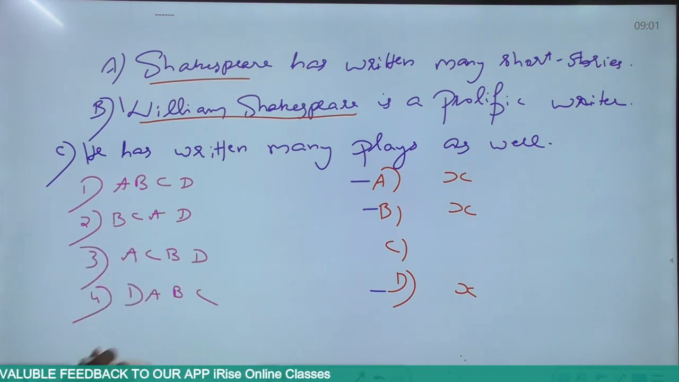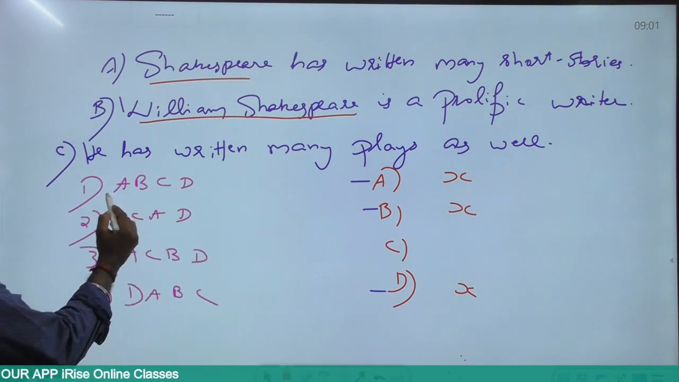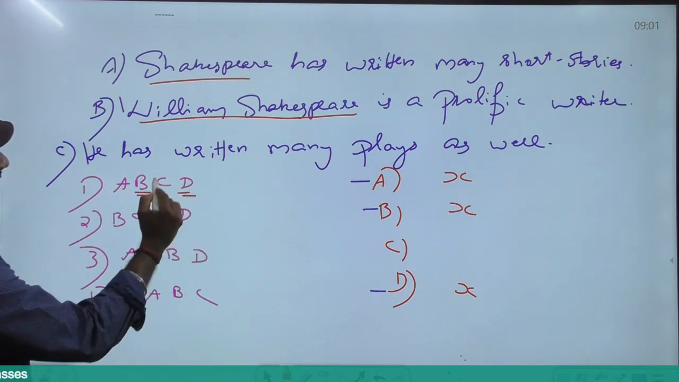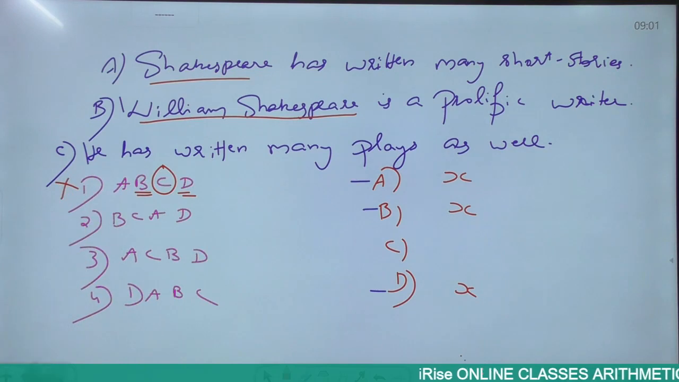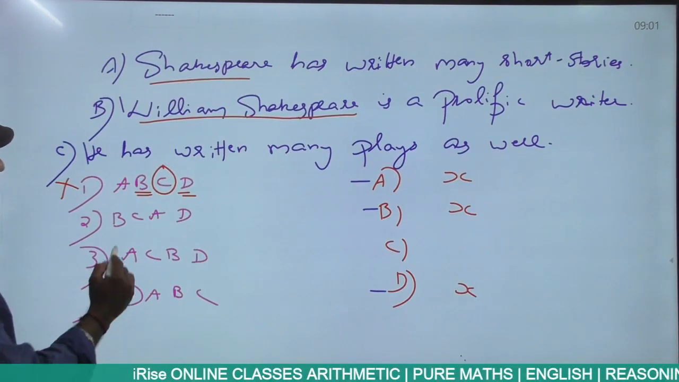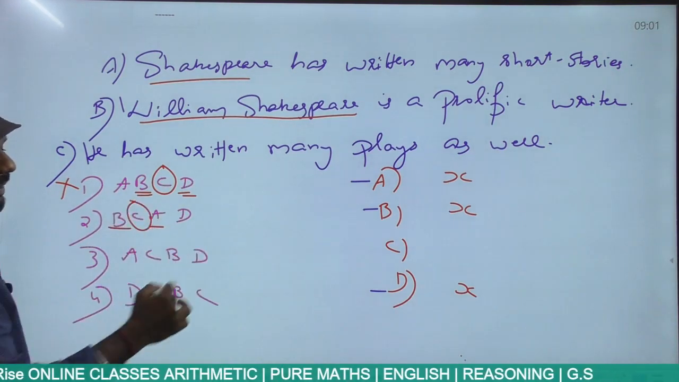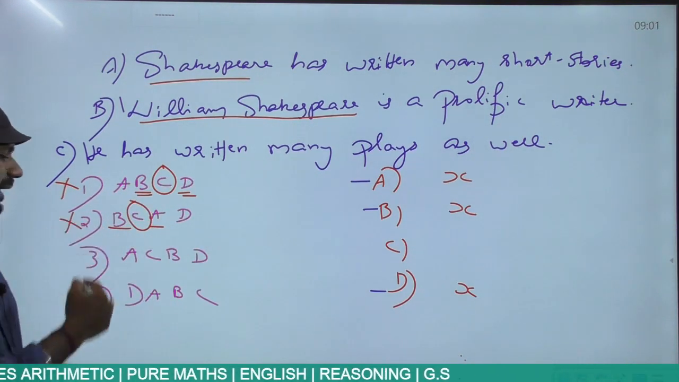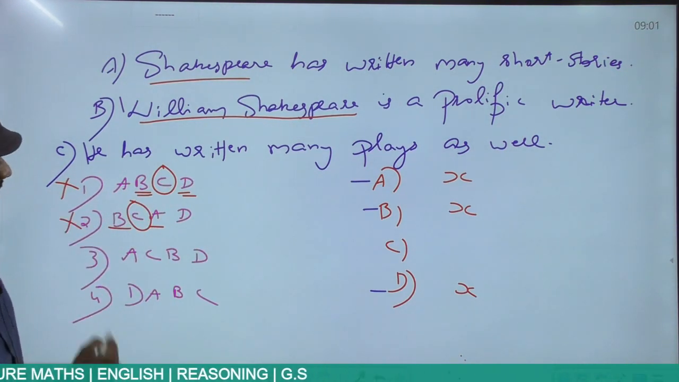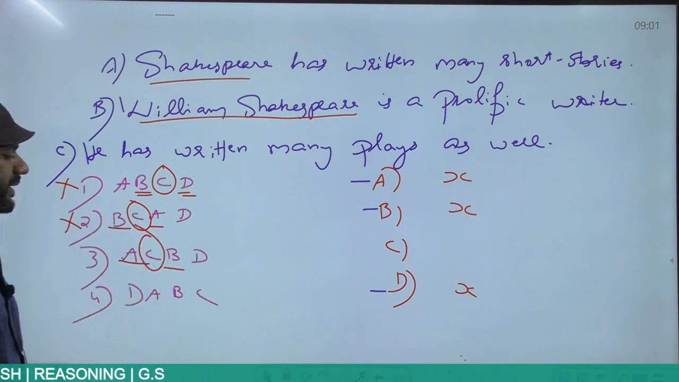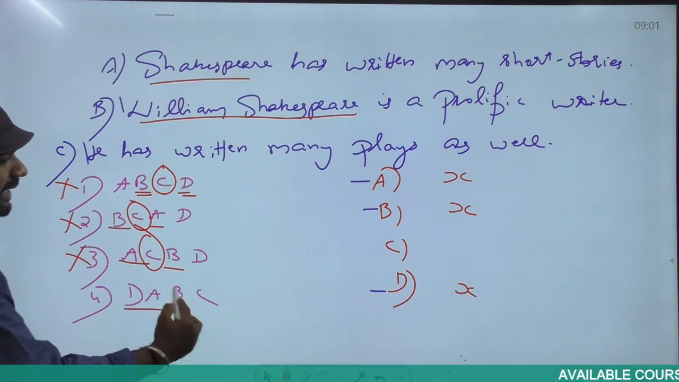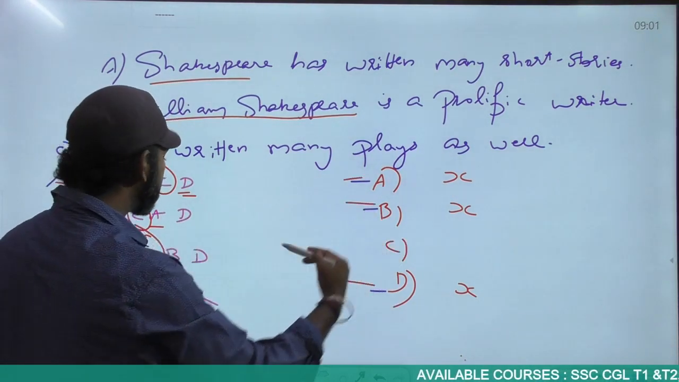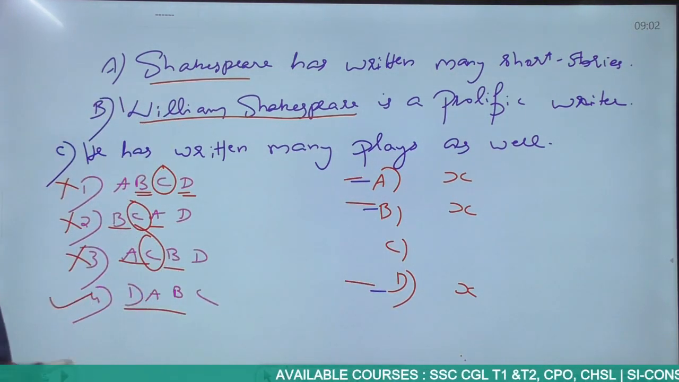Come to option 1. In option 1, A, B and D are separated by C, cannot happen, eliminated. In option 2, B and A are separated by C, cannot happen, eliminated. In option 3, A and B are separated by C, cannot happen, eliminate it. In option 4, D, A and B are coming together, the answer must be 4.